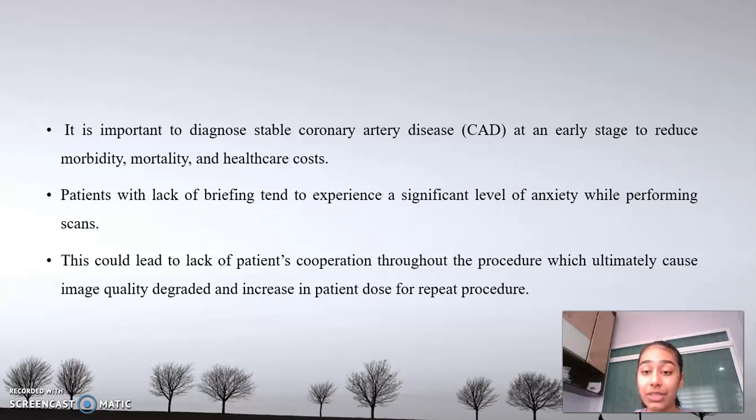When the anxiety level increases, it will lead to a lack of patient cooperation throughout the procedure, which will ultimately degrade image quality. It will reduce the image quality, and also it will increase the patient dose because you need to repeat the procedure again.